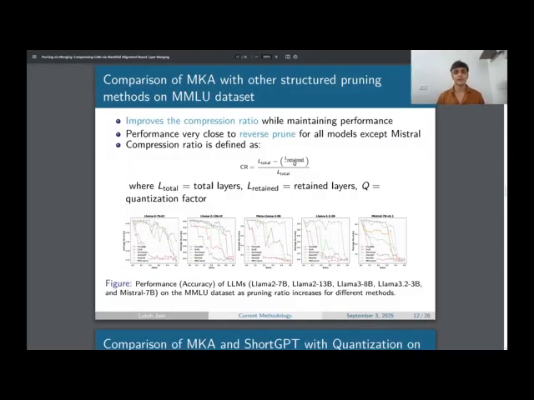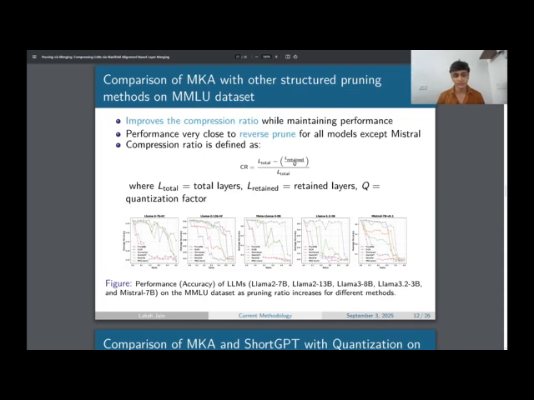So now let us compare MKA with other structured pruning methods on the MMLU dataset. First, let's define a metric called the compression ratio, which we denote as CR. That is the difference of the total layers, L total, minus L retained, divided by Q, upon L total. Now, the meaning of this metric is that since you have the factor of 1 by Q, there is an account for quantization, and also you're taking into account the difference in the number of layers after you merge. So it takes both of these into account, both of the compression techniques, quantization and merging of layers. So that is how we define the compression ratio.